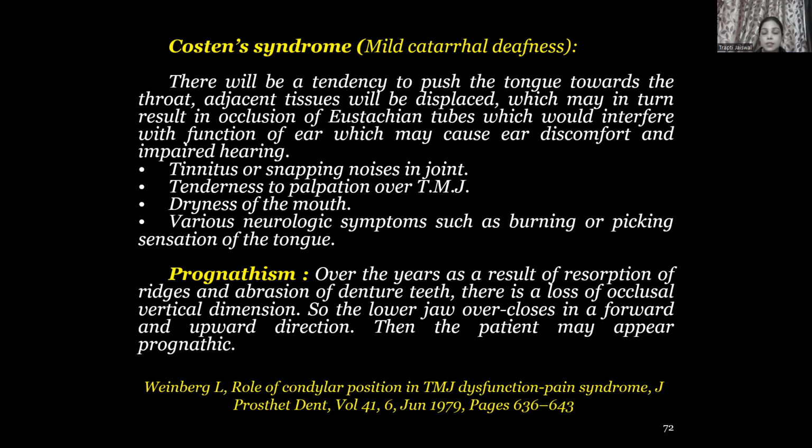Also, over the years, as a result of resorption of ridges and abrasion of denture teeth, there is loss of occlusal vertical dimension. So the lower jaw overcloses in a forward and upward direction, and the patient appears prognathic. The same prognathic appearance will result with reduced vertical dimension, and it can also cause Costen's syndrome because of blocking of the eustachian tubes, which interferes with the function of the ear. It will cause ear discomfort and impaired hearing.